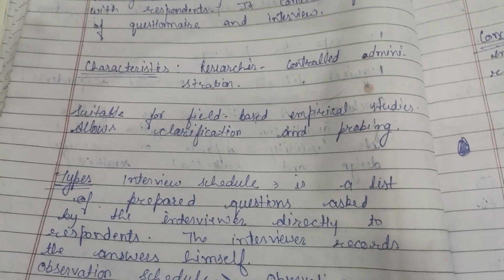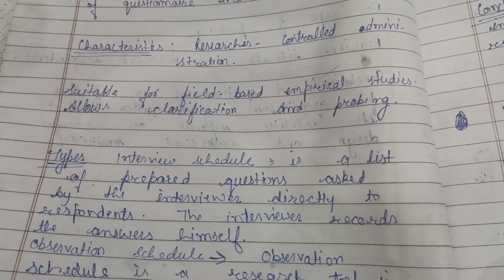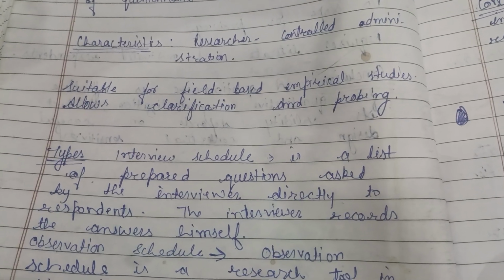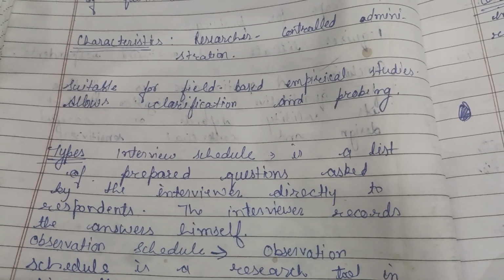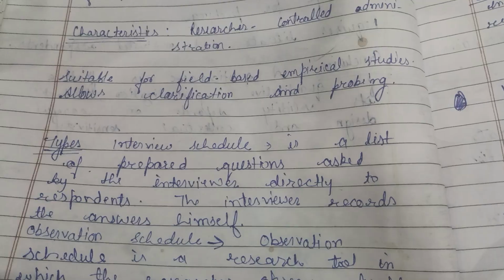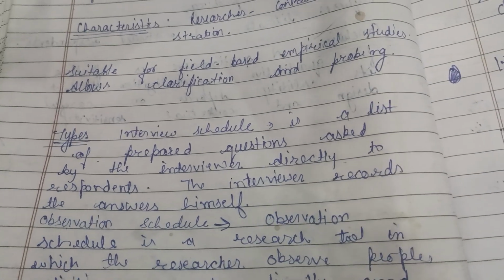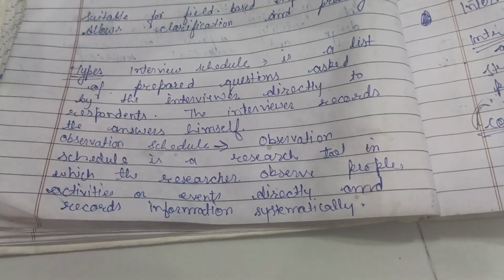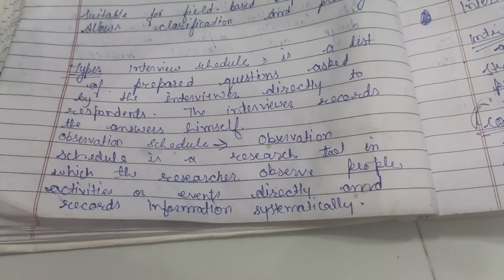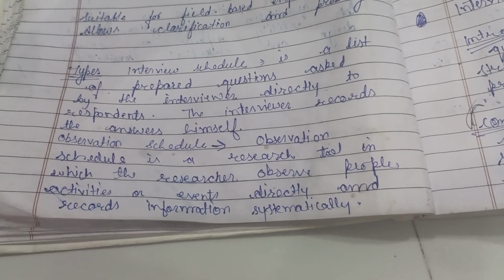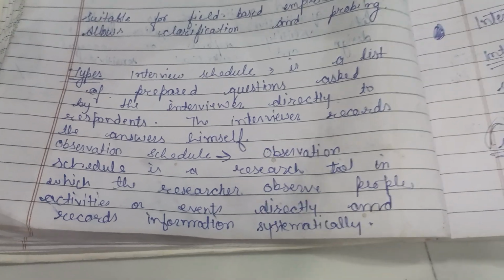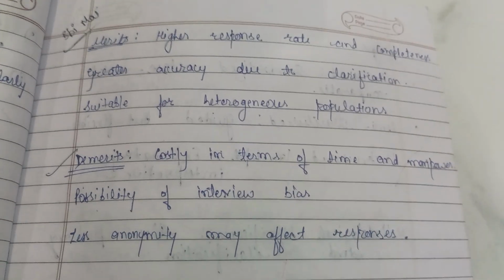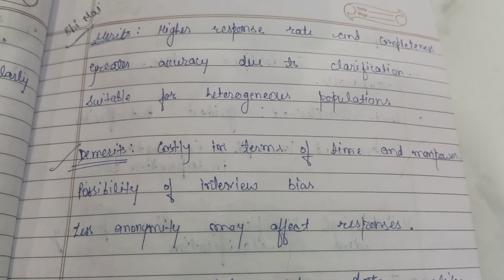Types: interview schedule. Interview schedule is a list of prepared questions asked by the interviewer directly to a respondent. The interviewer records the answers himself. Observation schedule. Observation schedule is a research tool in which the researcher observes people, activities, or events directly and records information systematically.